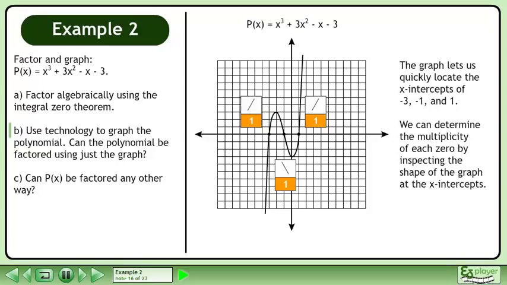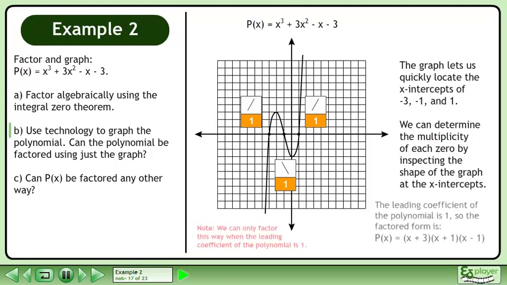We can determine the multiplicity of each zero by inspecting the shape of the graph at the x-intercepts. The leading coefficient of the polynomial is 1, so the factored form is p of x equals x plus 3 times x plus 1 times x minus 1. This is the same result we found in part A.